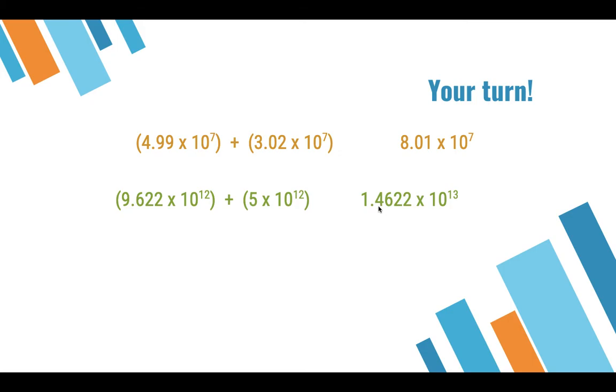But we've noticed that when it was 14, we need to move 1 to the left. And we remember in LARS, LA, we move left 1. So we need to add 1. So 12 plus 1 is 13. So our answer is going to be 1.4622 times 10 to the 13th.